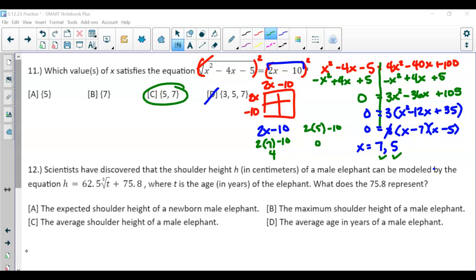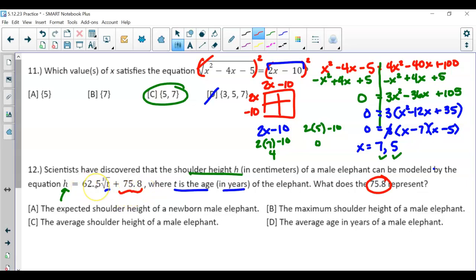So now here in number 12, we're given this situation that models the shoulder height of a male elephant by this equation here. So we have the height of the elephant, or the shoulder height, here, and then T is representing the age in years. So what does the 75.8 represent? Well, notice how the 75.8 is the value here that's being added, as if this is like the y-intercept.